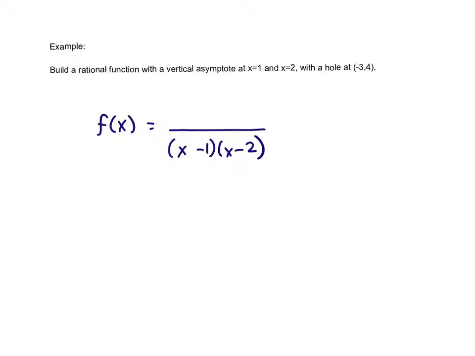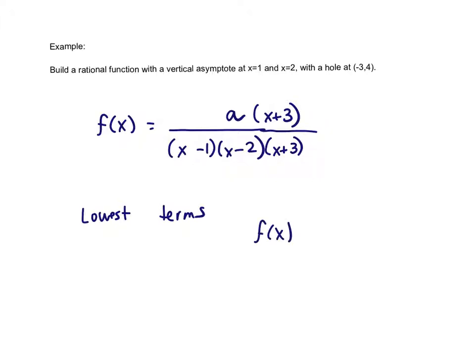Now, I need a hole at negative 3 and 4. So I know I have to have a factor that cancels out to be negative 3. Now the problem is, this is fine, but I'm not sure it's actually going to go through 4. I know it has a hole at negative 3, but I doubt it's going to be at negative 3, 4. So if we think about in lowest terms, because essentially we're going to try to find some number a to multiply up here, because I can multiply any number to this function and hopefully get it to change the y value for this hole.